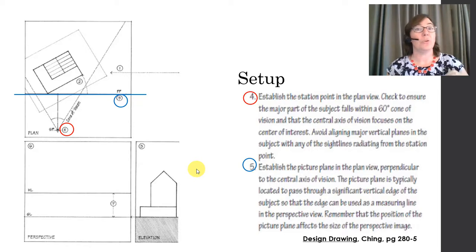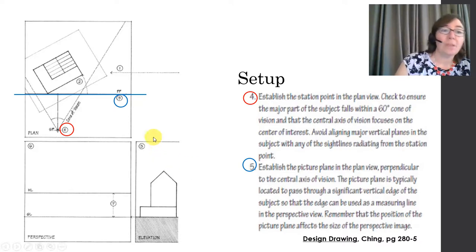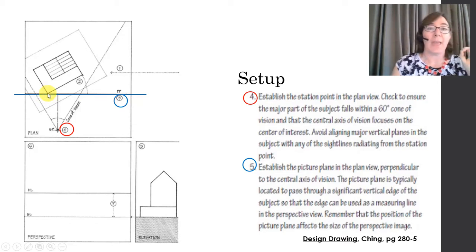Next, you'll establish your picture plane. Go ahead and draw this horizontal line on your plan. It's very common and useful to align the picture plane with a major point on your plan. In this example, we've aligned it with this front corner right here.